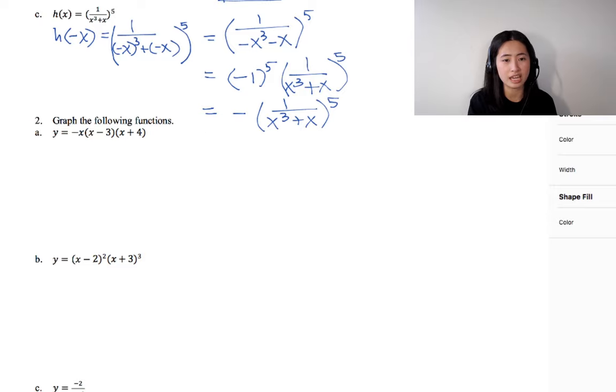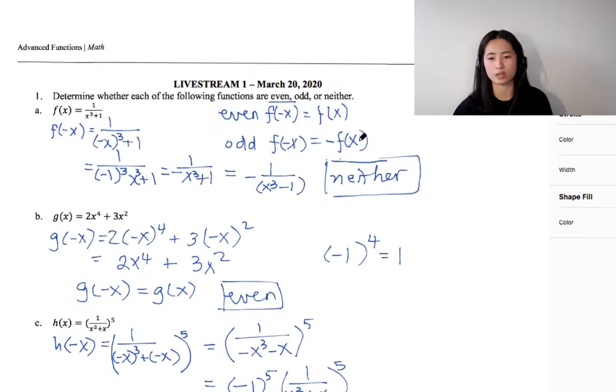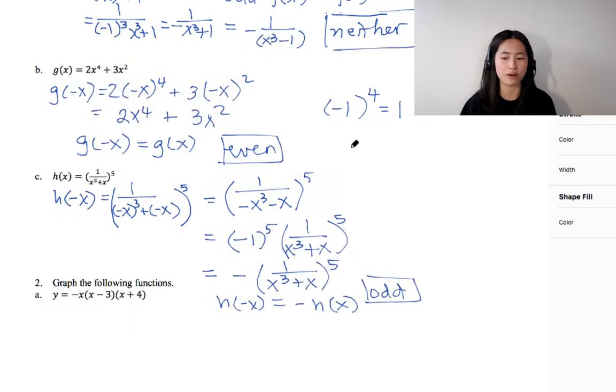So as you can see, you have a negative sign out here. When you plug in h of negative x, you're getting negative of h of x, which is an odd function. Because going back to this, what did we say? If it's an odd function, if you plug in negative x in your function and you have a negative sign and you're getting the same exact function, which is f of x, you're going to have an odd function.